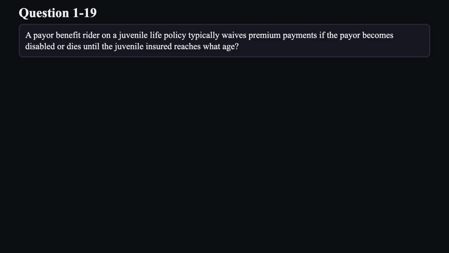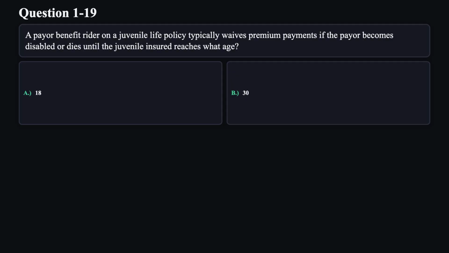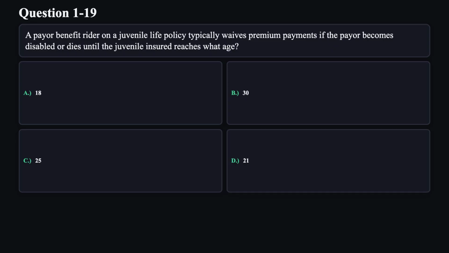Question 19. A payer benefit rider on a juvenile life policy typically waives premium payments if the payer becomes disabled or dies until the juvenile insured reaches what age? A. 18. B. 30. C. 25. D. 21.